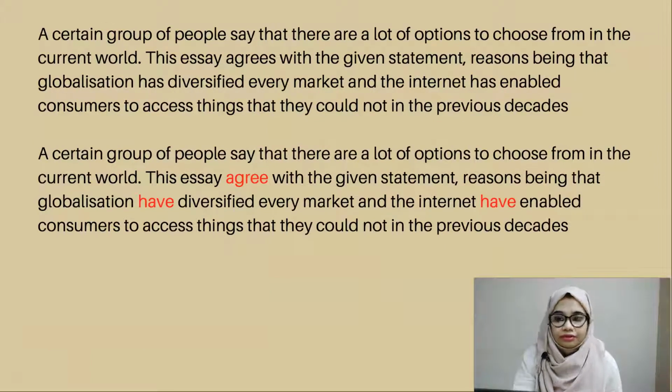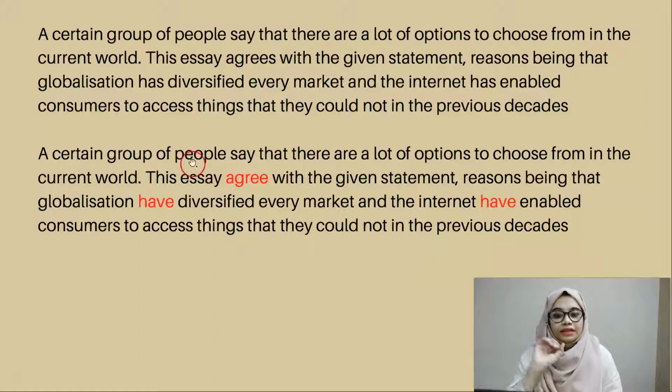For example, we have this sample here for essay. This is the introduction of an essay. And the first paragraph we have here is the correct usage of subject-verb agreement. A certain group of people say that there are a lot of options to choose from in the current world. This essay agrees with the given statement, reasons being that globalization has diversified every market and the internet has enabled consumers to access things that they could not in the previous decades.